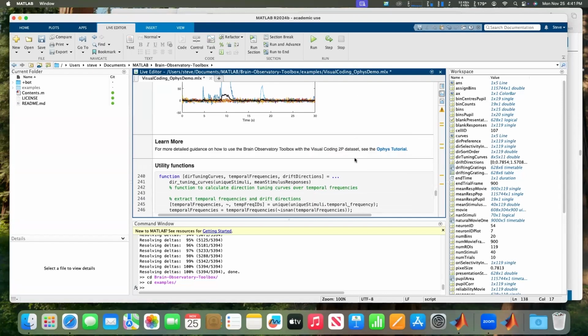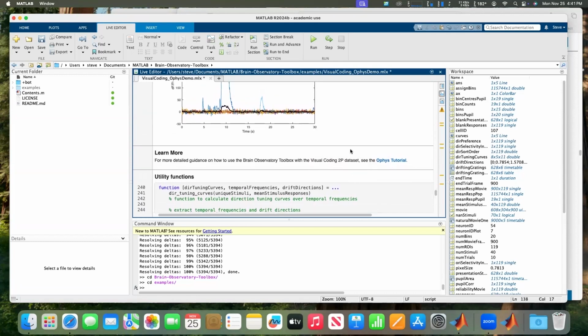And these are just some examples of the types of data that one can pull out with the Brain Observatory Toolbox and the Allen Brain Institute datasets.